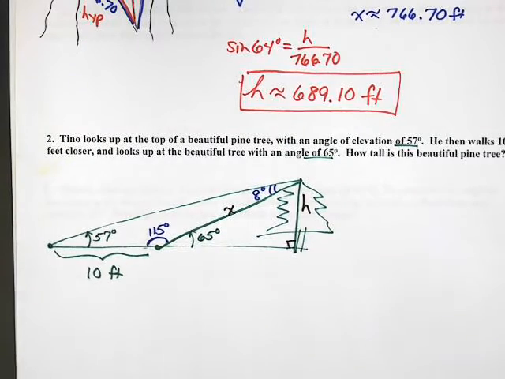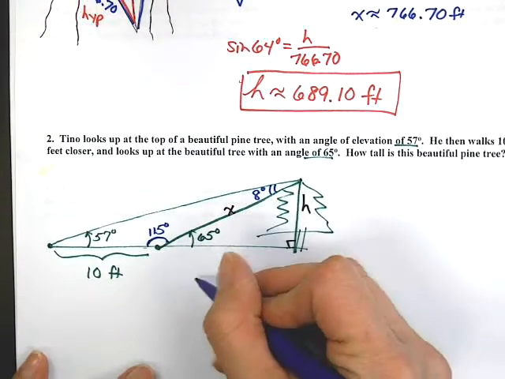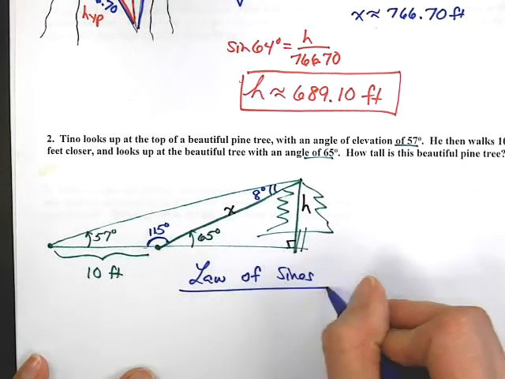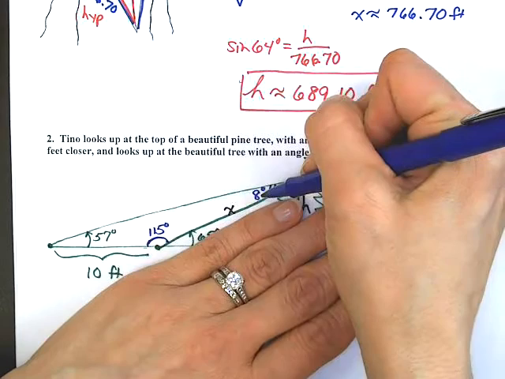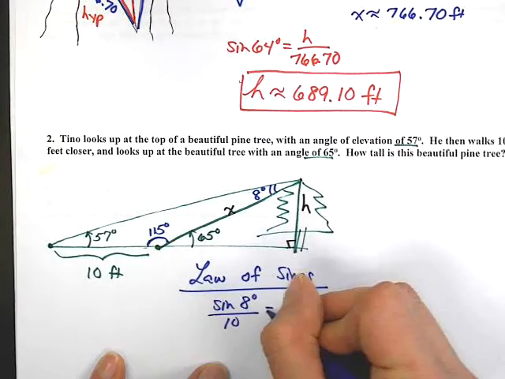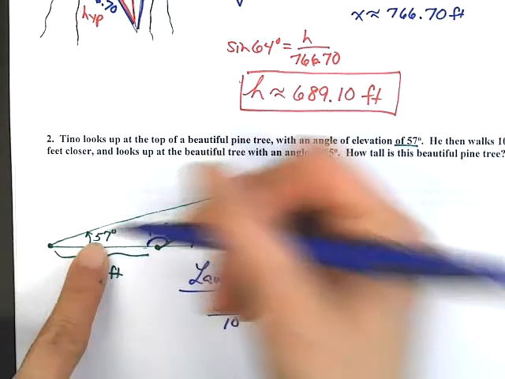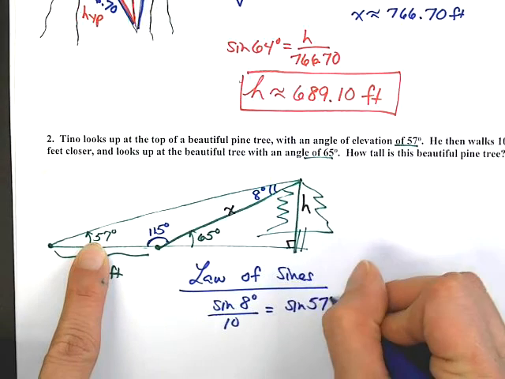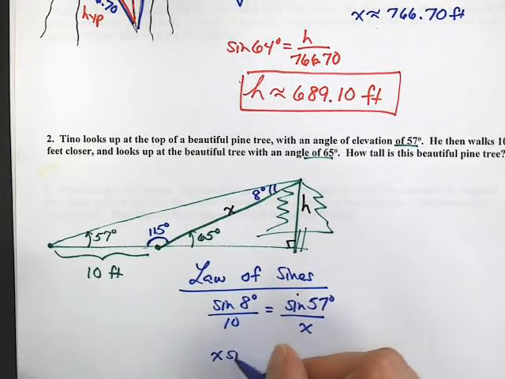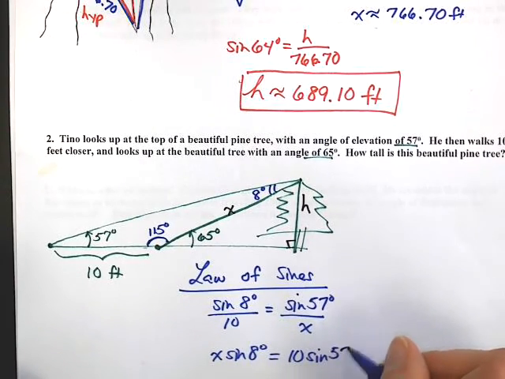Let's use our law of sines. So I have to use the 10, right? So we're going to do law of sines. The law of sines is going to come in right here. Sine of 8 degrees goes with the 10. Okay, remember we're trying to find x. So what angle does that go with? Go across, 57. Sine of 57 degrees goes over x. All right, I'm going to cross multiply here. x times the sine of 8 equals 10 times the sine of 57.